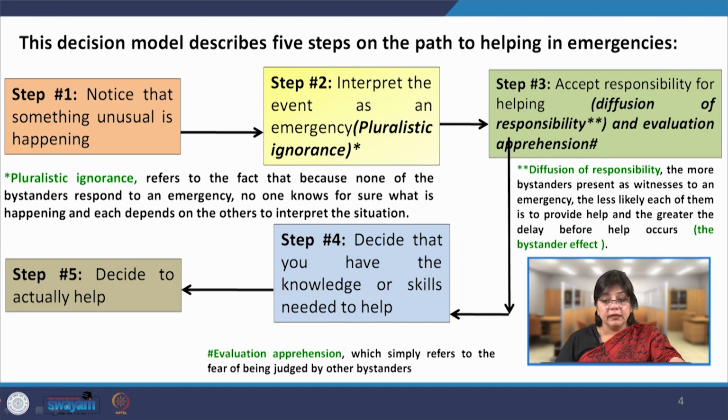And the other aspect, whether to accept the responsibility or not, also involves evaluation apprehension. For example, even if the bystander thinks to help or engage in prosocial behavior or help the other person in need, the person also has apprehensions in his mind about what people will think. For instance, sometimes we do not know who the person is, and maybe the other person will try to take some benefit out of it. He can take some advantage out of our help.